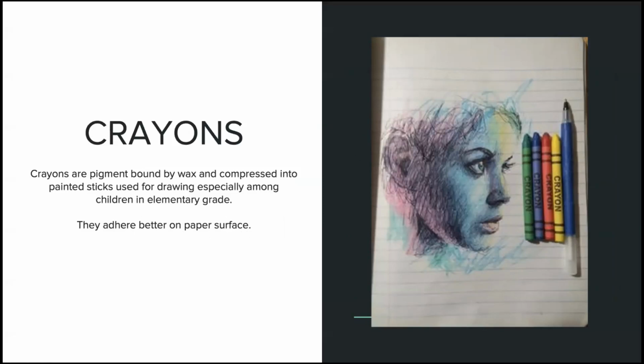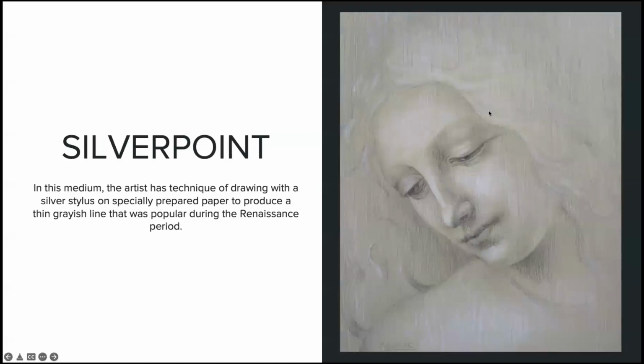Okay, class. Next is silver point. My first impression of this art is peaceful. I don't know, for me it may be different to you. But if you stare at the face, there is also the impression of sadness. Initially, probably because of the color, because of the influence of this medium, there is an impression of calmness or peacefulness. Now, in this medium, the artist draws with a silver stylus on specially prepared paper to produce a thin grayish line that was popular during the Renaissance period, the silver point.